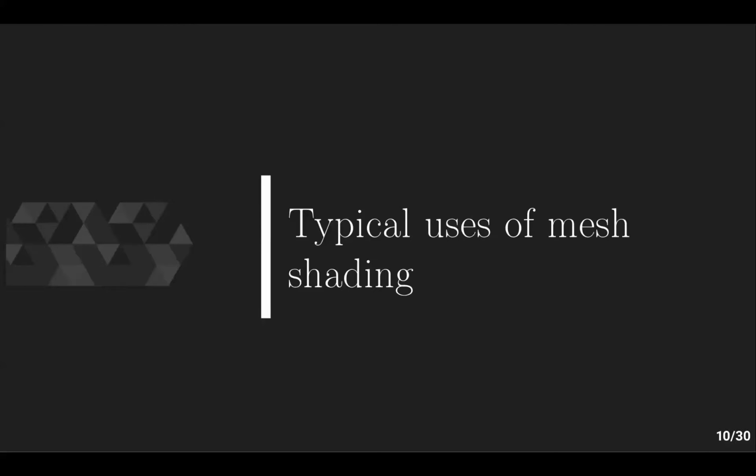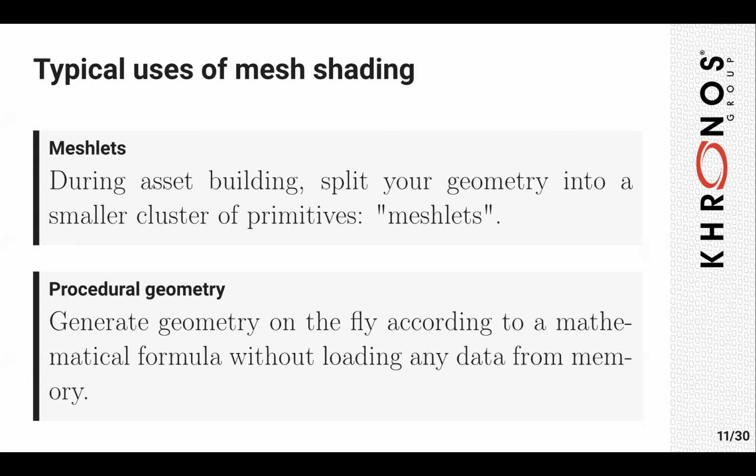So what are some of the typical use cases for mesh shading? There are two main things that we would like to discuss. The first is called meshlets. This means that when you are building assets for your application, you split or subdivide your geometry into smaller groups of primitives, which are called meshlets.